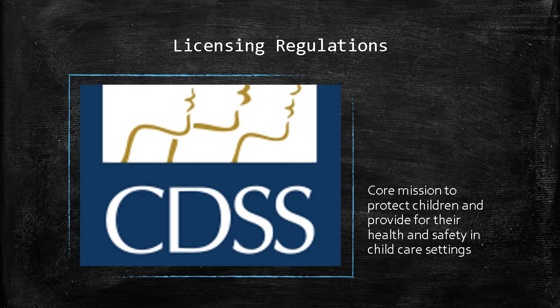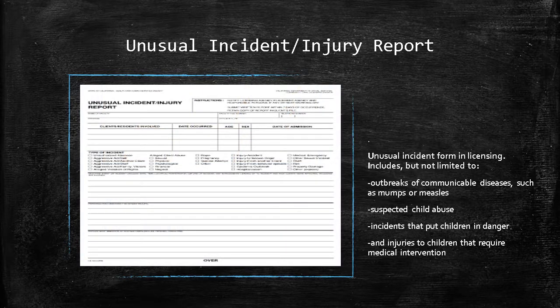Seeing them more as an ally that can help you and can answer questions and can help you provide the most quality, safe program that you can. So there's an unusual incident or injury report, and this is a way that you self-report to licensing anything unusual that happens. It can be an outbreak of a communicable disease, specifically measles or mumps, and I believe that it also covers whooping cough as well. So any kind of large communicable disease that would be a health risk or a health policy risk that the county needs to know about, this is the form that you use in order to inform licensing.